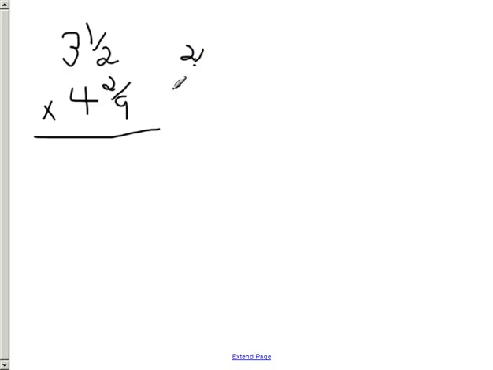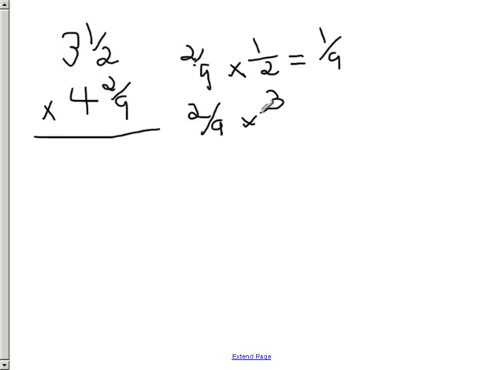2/9 times 1/2, and that would give me 2/18, which I know is 1/9. Then I'd be multiplying 2/9 times 3. 2/9 times 3, and again I can make that 3 into a fraction. I get 6/9, which can be simplified to 2/3.